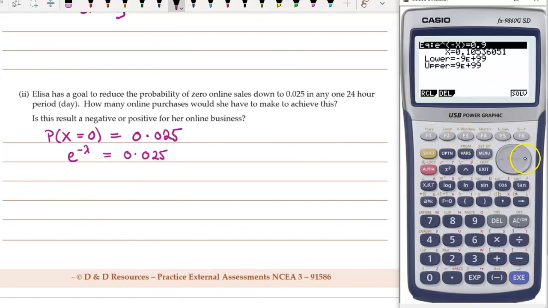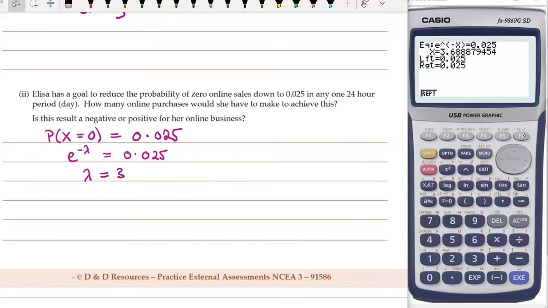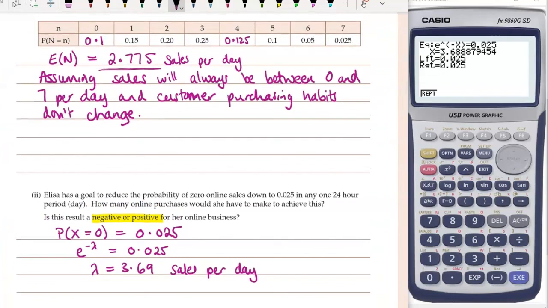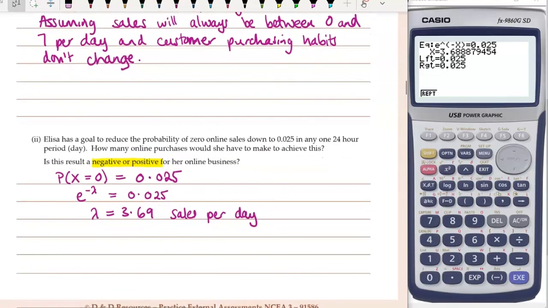We're doing equation solver. We have an inverse Poisson in here from earlier, so we just need to change the value in there. So that's going to be 0.025. So now lambda is equal to 3.69 sales per day on average. So now, is this a negative or a positive for her business? Let's take a look at what she was doing before. At the moment, she's got an average of 2.8, and this is saying it would go up to 3.7. So that's a positive.